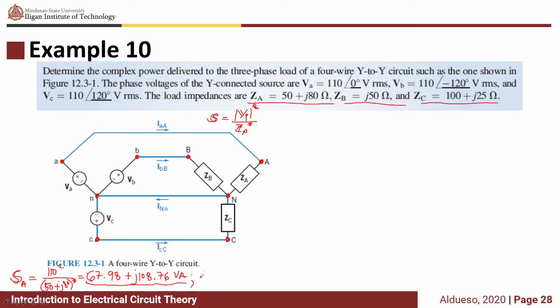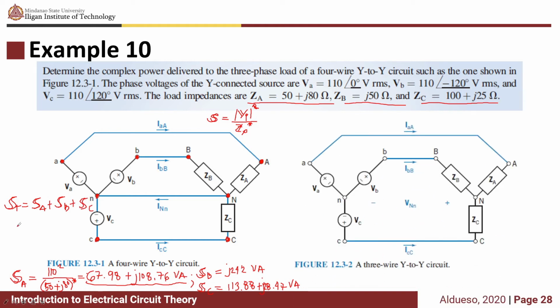Similarly, we can get the complex power at phase B and phase C. So we have j242 VA and 113.88 plus j28.47 VA. So S total is just SA plus SB plus SC.